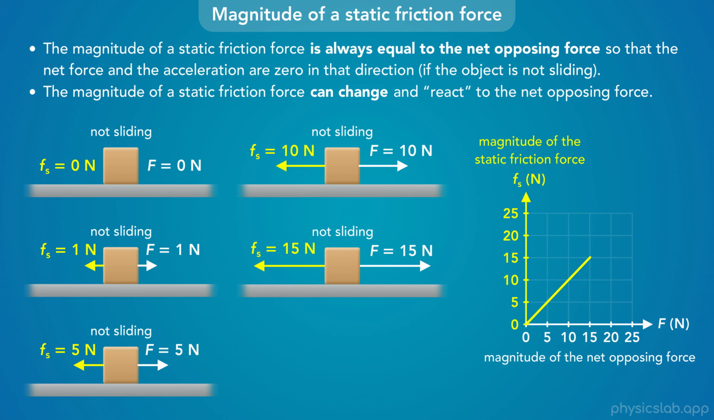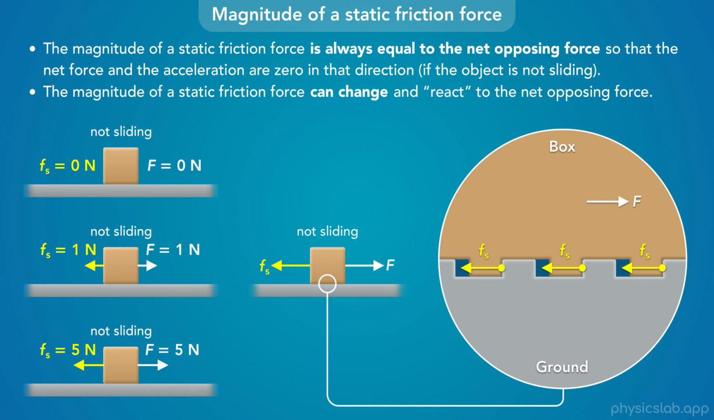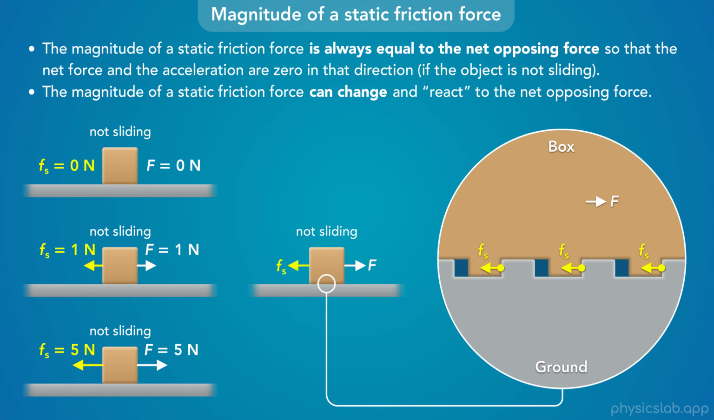Then we'll cover something that usually confuses people. The magnitude of a static friction force is always equal to the net opposing force. We don't calculate it using an equation. This means that the static friction force can change, and we'll talk about why that happens.